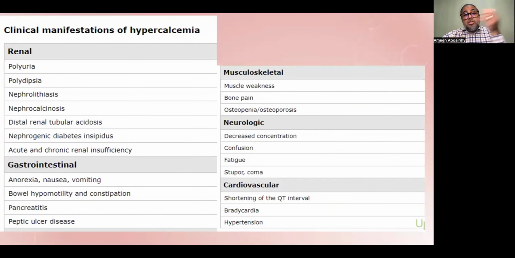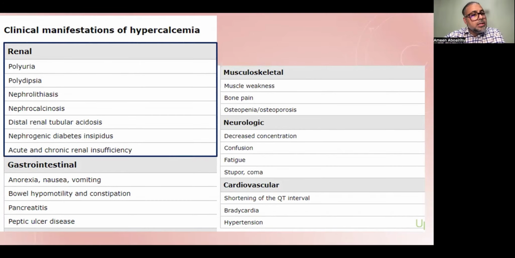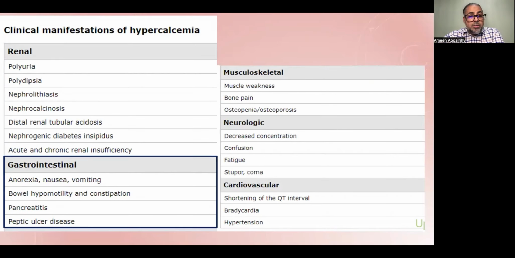The clinical manifestations are: calcium, if it is high, will work like Lasix. It would cause polyuria, then polydipsia, and of course nephrolithiasis, because the calcium is being excreted in high amounts that will precipitate, causing nephrocalcinosis as well. GI effect, the well-known one is constipation.